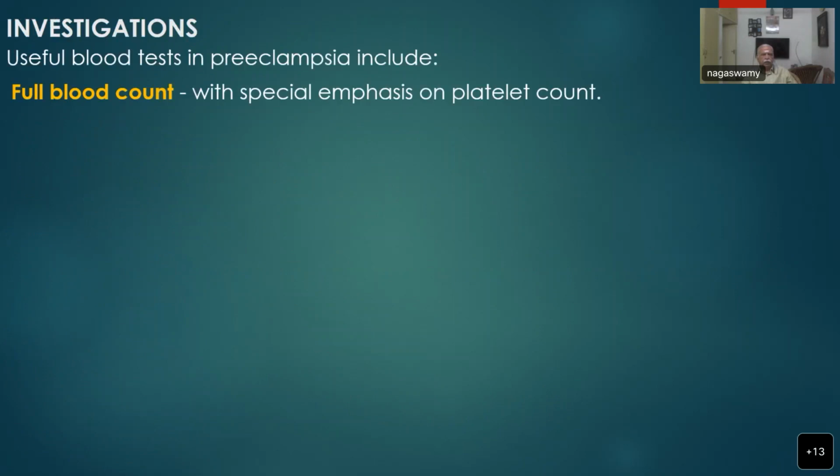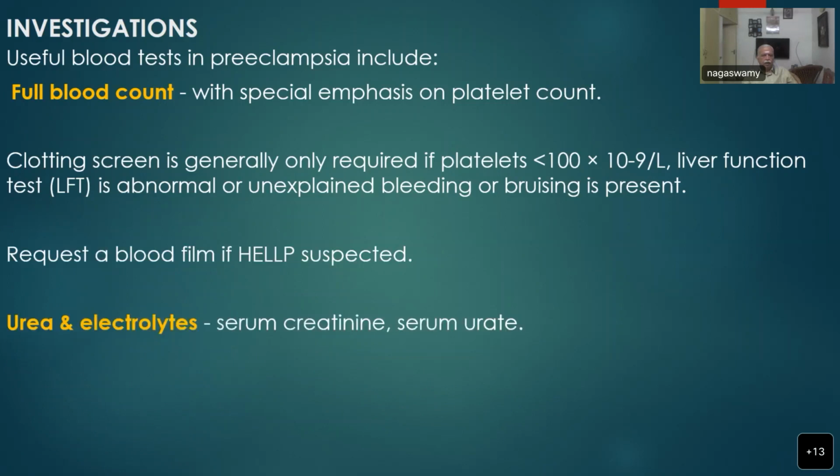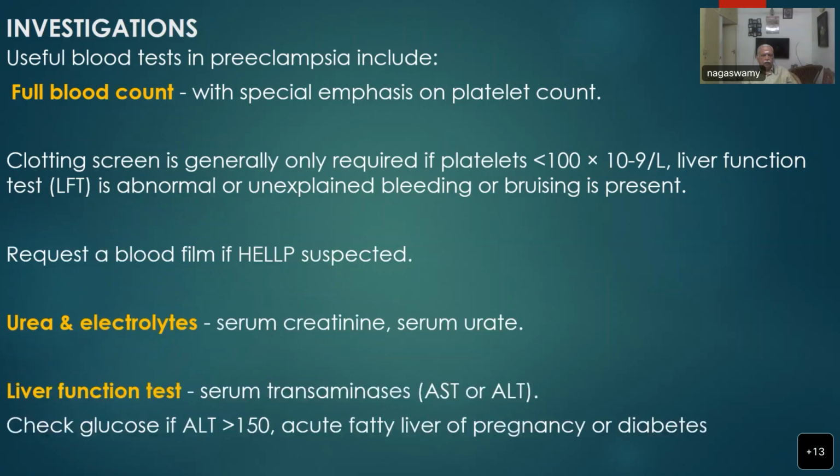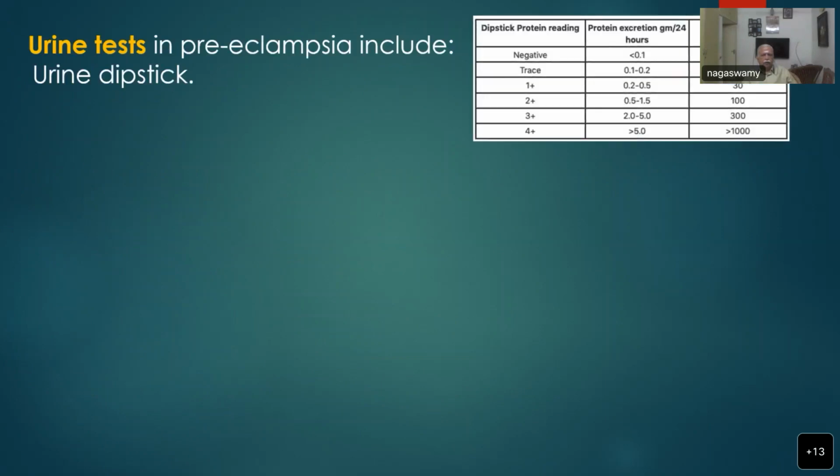Usual blood tests in preeclampsia are full blood count. CBC is very important with emphasis on platelet. Clotting screen, if required, if platelet is less than 100,000. And request for a blood film if HELLP syndrome is suspected. And urea and electrolyte, serum creatinine and serum urate, liver function test, all these things have to be done. And you can do urine dipstick for protein level assessment.